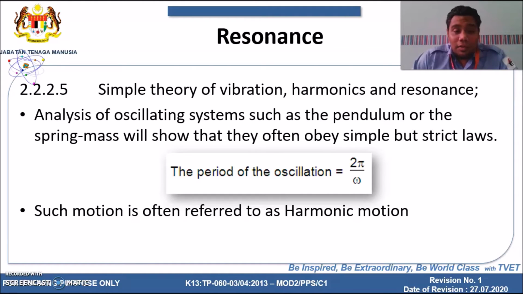Rationale analysis of oscillating system such as pendulum or the spring mass will show that they often obey simple but strict law lah. So the law is the period of oscillation is equal to 2 pi over omega. Macam W. 2 pi over omega. Such motion is often referred to as harmonic motion.